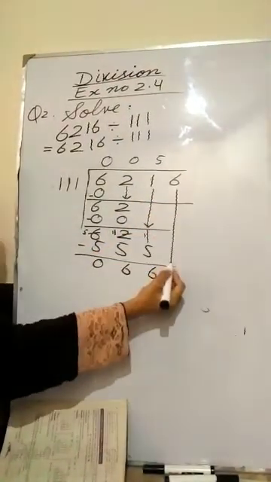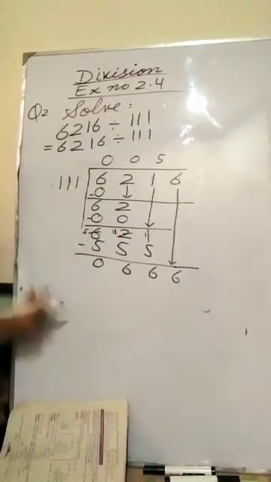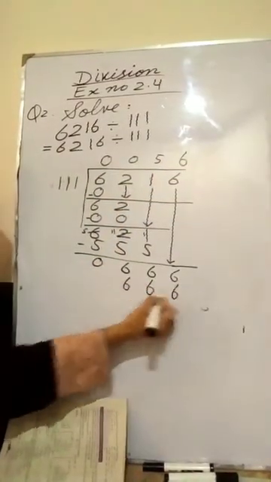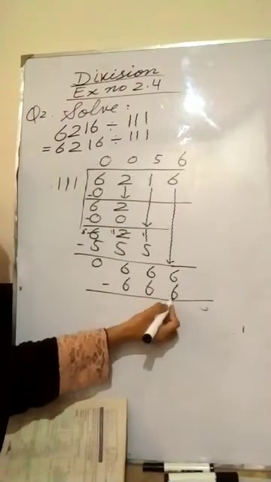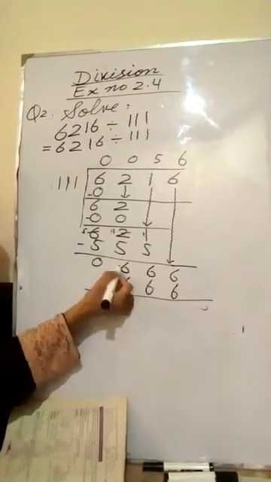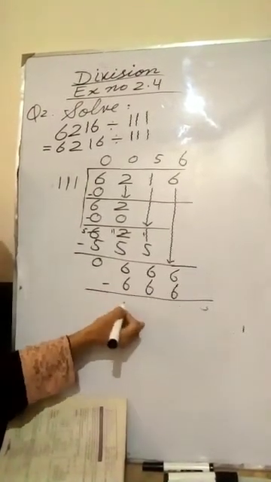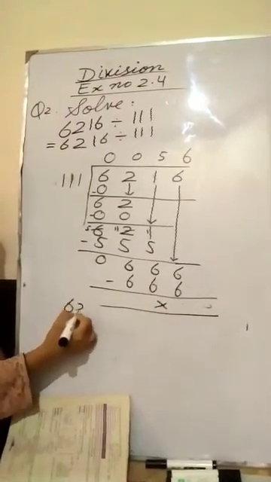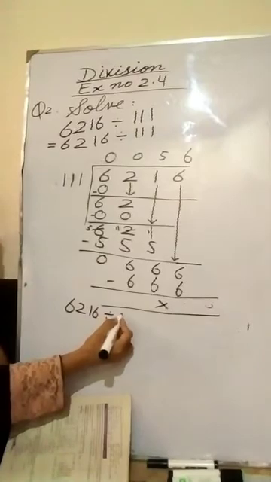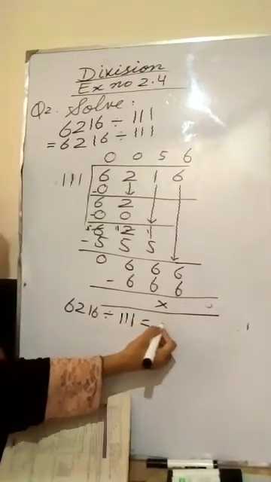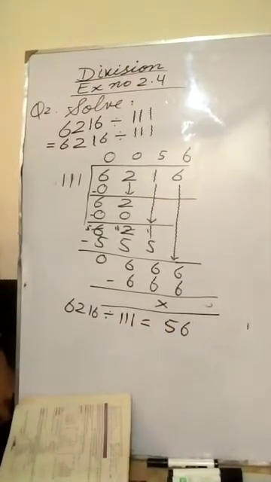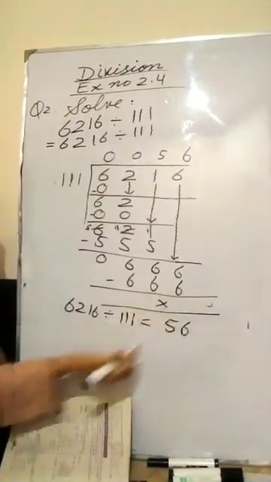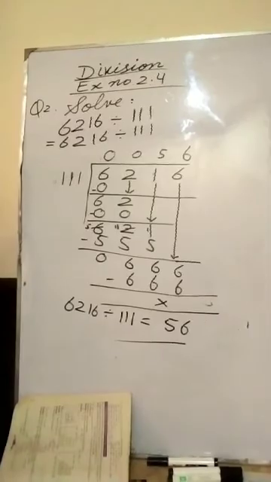Write down your last value, 6. Now 111, 6 times 666. Now 6 minus 6, 0, 6 minus 6, 0, 6 minus 6, 0. You can put 0, you can put a cross. Now 6216 divided by 111, the answer will be 56. The answer is called the quotient and there is no remainder. Draw the ending line. Thank you.